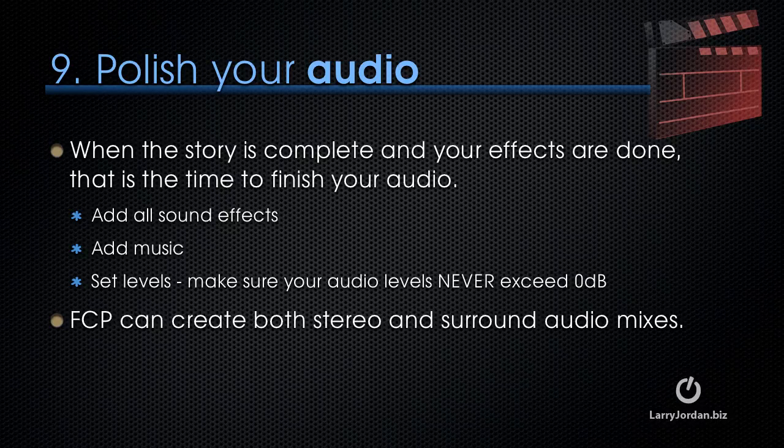And the process of polishing your audio is doing things like adding sound effects, adding music, and then setting audio levels. By the way, here's an important tip. You want to make sure that your audio levels never, ever exceed 0 dB. Because if they do, your audio is going to sound terrible. It's such an important rule, we'll repeat it several times during this training. Final Cut Pro can create both stereo and 5.1 surround audio mixes, so you got plenty of things to experiment with to make your project sound great.